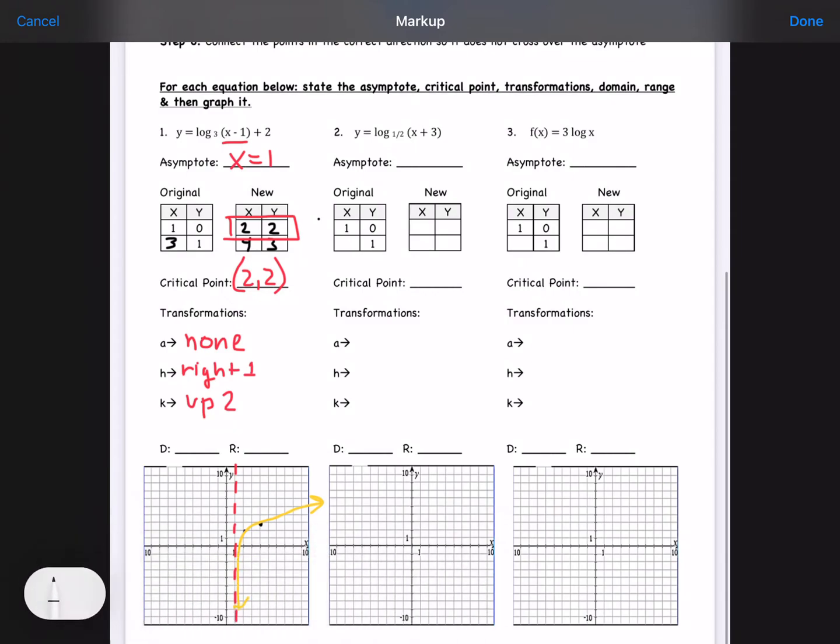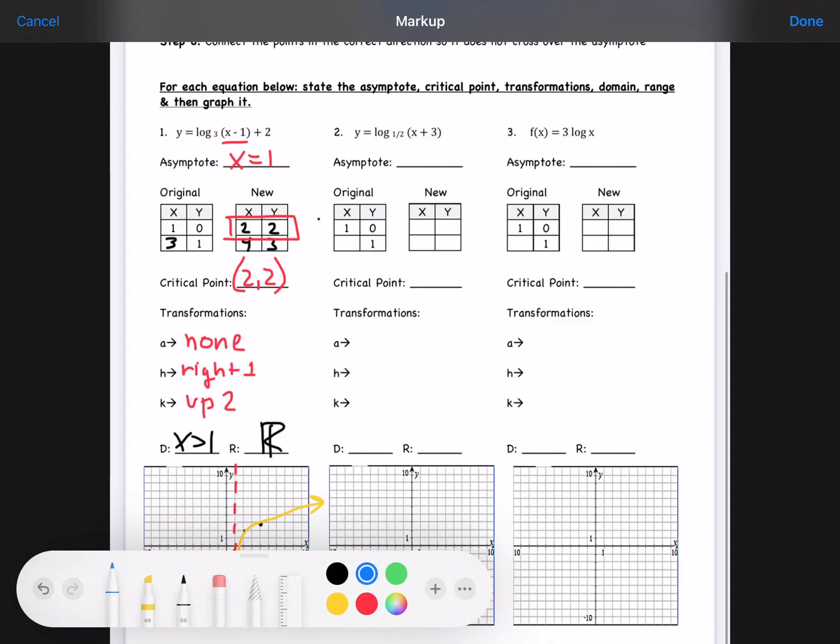And so then when we list our domain, it is x greater than 1, and our range is all reals. So hopefully it's easier to graph this time around since we've already had to do it with exponential functions. So it should seem like you can get it a little quicker, I think. I think you'll get it a little quicker this time.